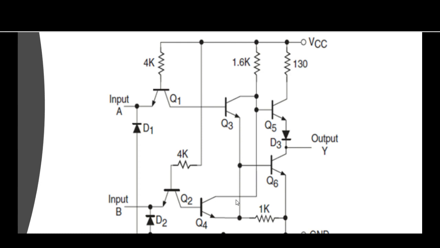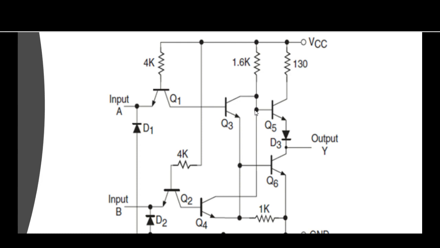Q3 gives the 5 volt, which is connected to the collector of the Q4, which has 0 volt. That means Q4 is a closed switch, making this 5 volt go to the ground through the 1K resistance. That's why Q5 will turn off, since it has 0 volt.